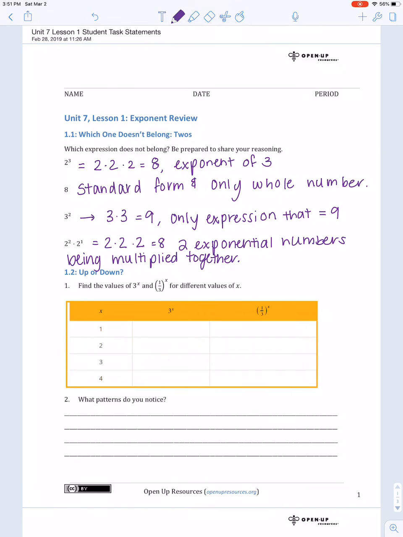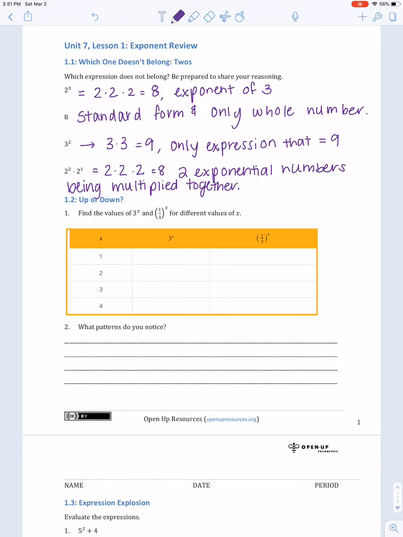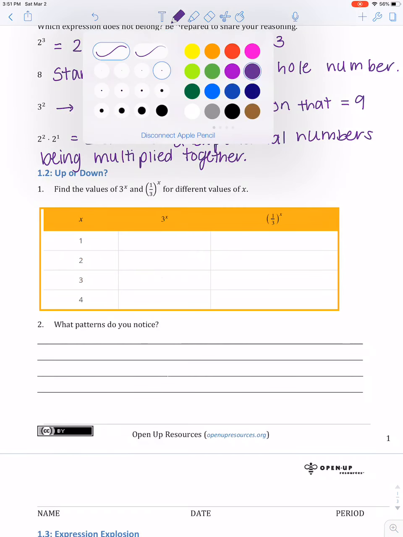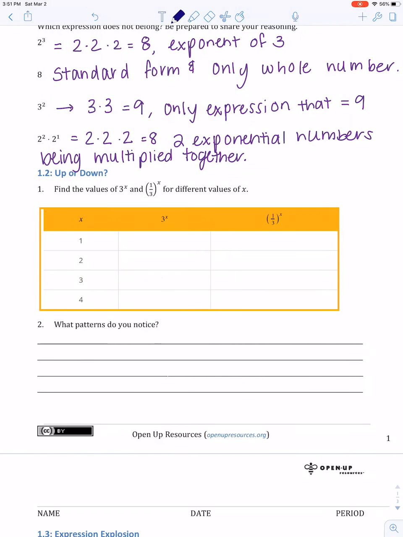So our first activity today is going to be 1.2, up or down. And we're finding the values of 3 to the x power and 1/3 to the x power for different values of x. What we're going to do is first I'm going to write out what it means to have that exponent of 1. So 3 to the first power is just going to equal 3. And then, of course, 1/3 to the first power just equals 1/3.